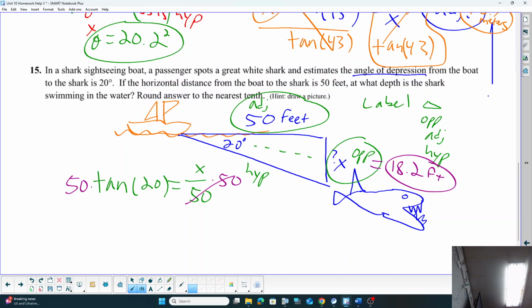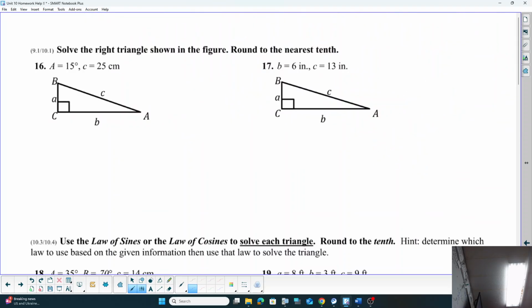Cool. So now you have to ace those word problems, right? Okay, beautiful. So next, do you remember how to solve right triangles? SOHCAHTOA: side, opposite, hypotenuse, side. So let's see, little c is equal to 25 centimeters. Angle A is equal to 15 degrees. They want you to solve the whole right triangle.